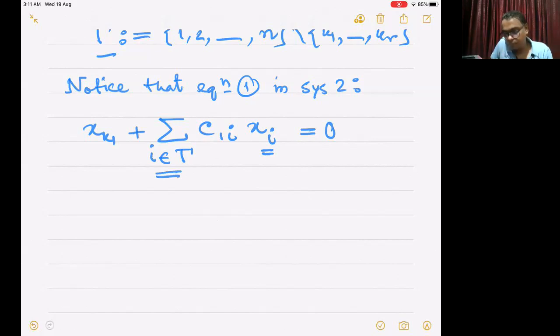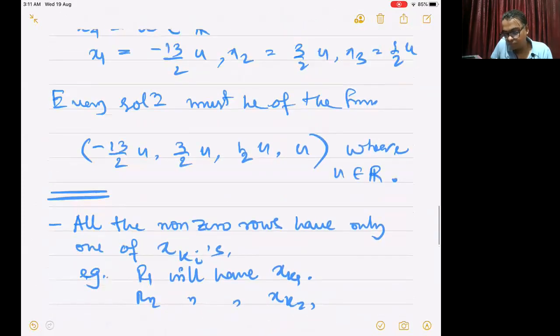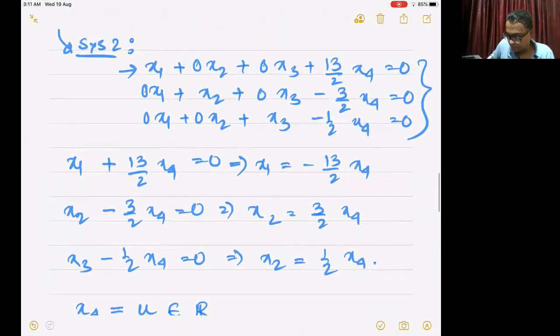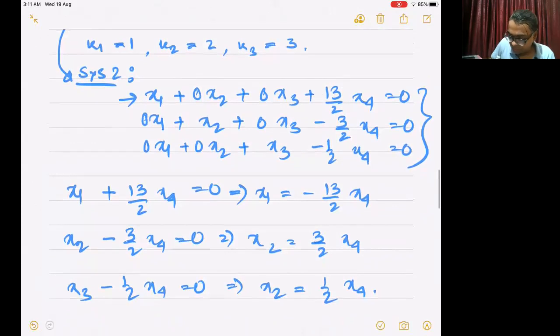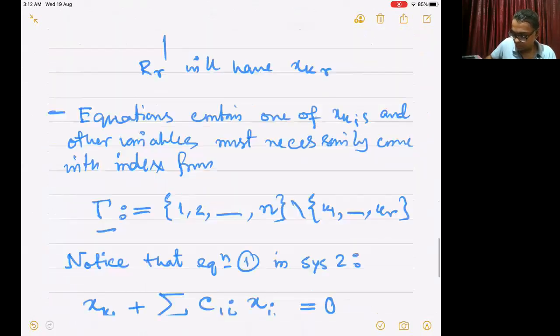Yeah, like in the example that we created, provided the RRE was okay, notice that the first equation in system 2 has x_k1, where k1 is 1, and then x4 only. x2 and x3 don't appear. The second one has x2 only, and then once again x4, no x1 and x3. Here only x3 and x4, and no x1 and x2. That's what we are saying. So here the gamma set is just 4. So I hope you understand what's going on here.